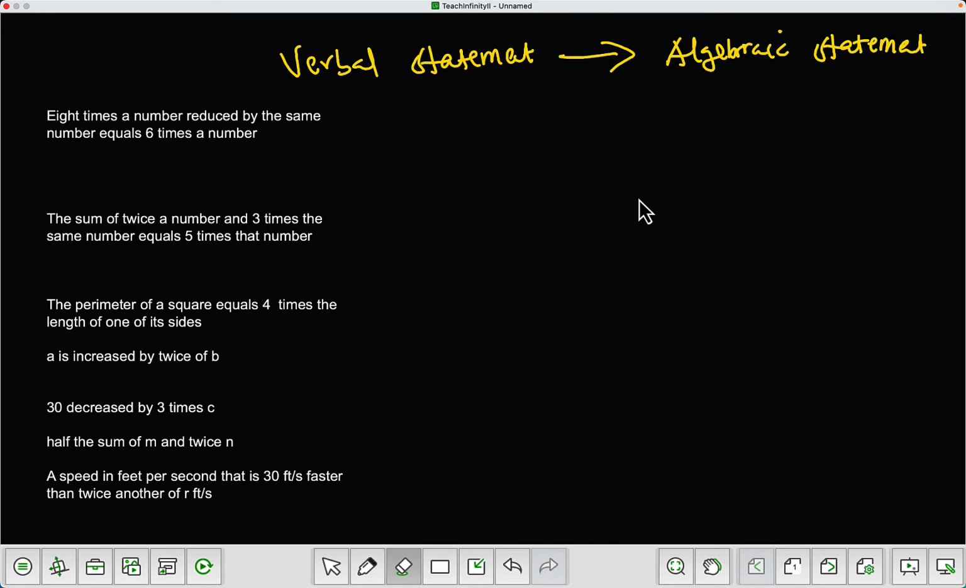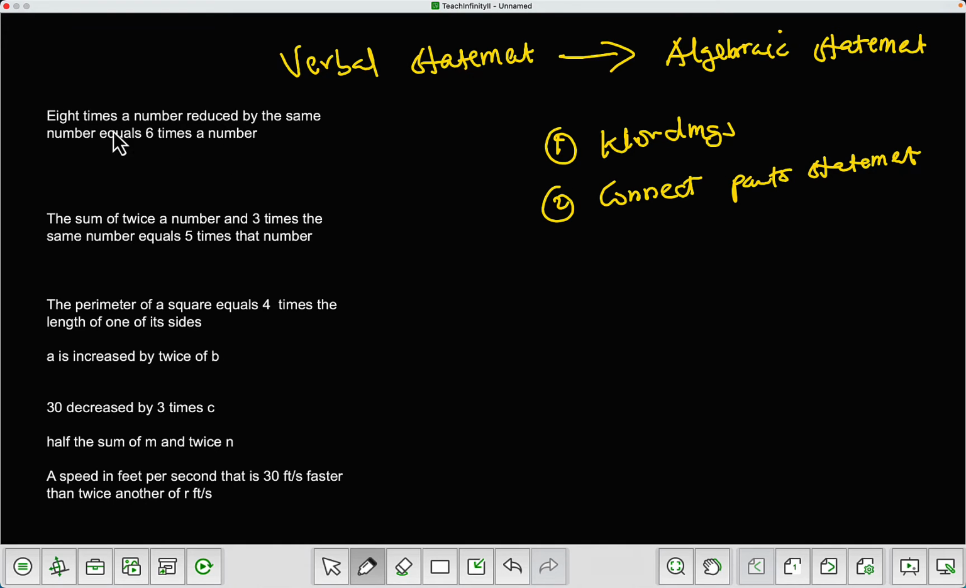In algebra, as I mentioned earlier, most of your numbers are also going to be represented as literals or alphabets. In your attempt to translate a verbal statement into an algebraic statement, what do you need to take note of? The first thing is that you need to take note of the wordings, and then also connect part of the problem, part of the statement.